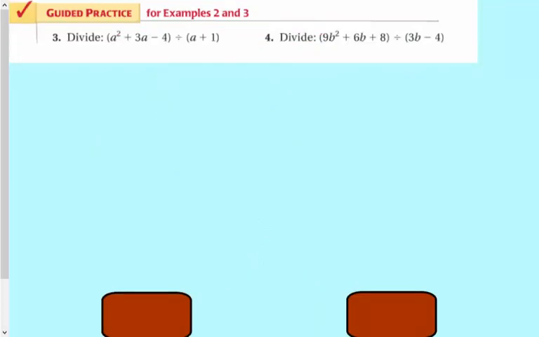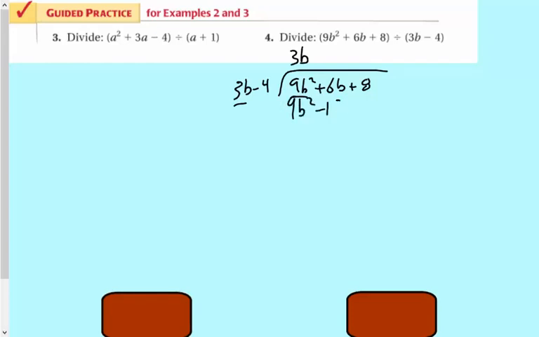Okay, a couple more examples here. I'm going to do number 4 here. 3b minus 4 going into 9b squared plus 6b plus 8. So 3b times what number is 9b squared? Again, I'm just looking at the front numbers here. That would be 3b. 3b times 3b is 9b squared. And then 3b times negative 4 is negative 12b. Subtract. 9b squared minus 9b squared is 0. 6b take away negative 12b is 18b.